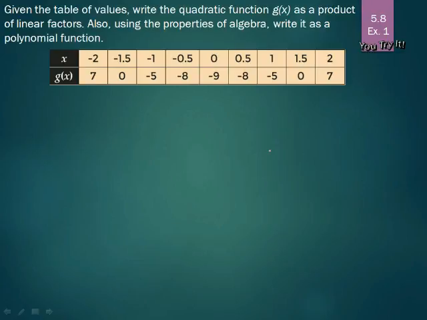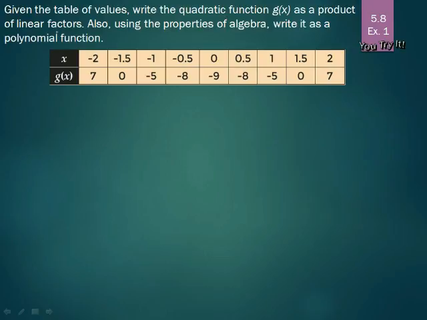Given the table of values, write the quadratic function g of x as a product of linear factors. Also, using the properties of algebra, write it as a polynomial function. Okay, so it tells us here it's a quadratic function, so we know it'll have two zeros, as a product of linear factors. So that's how we want to write it.